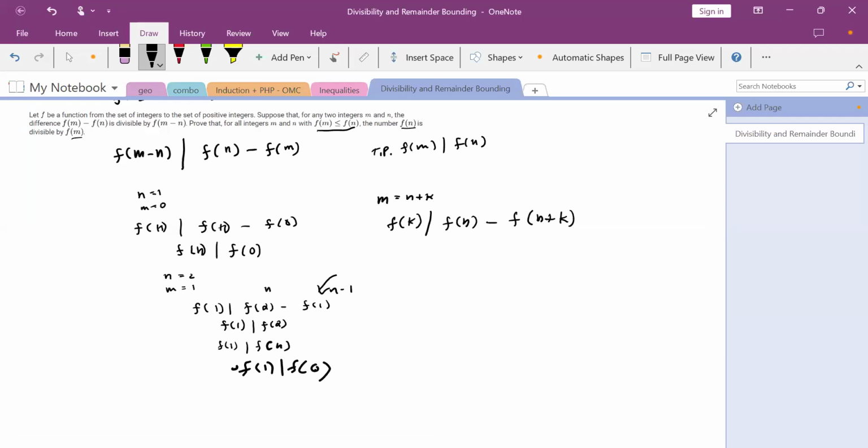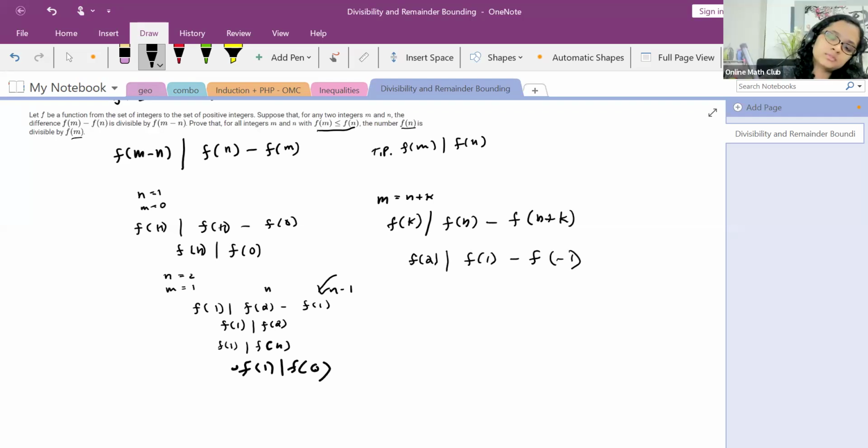Can we get something from this? Like we can say f of 2 divides f of 1 minus f of minus 1. Yeah, you can do that. You're taking 1 and minus 1, right? Yeah.